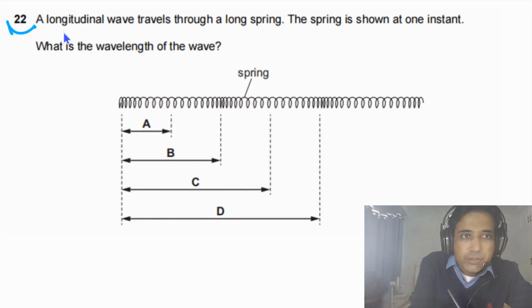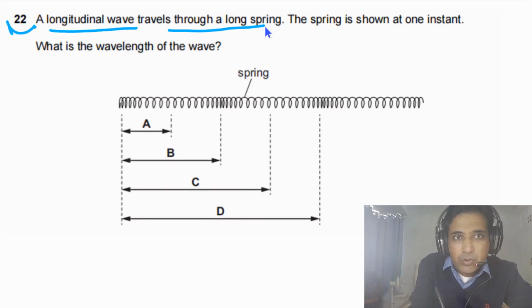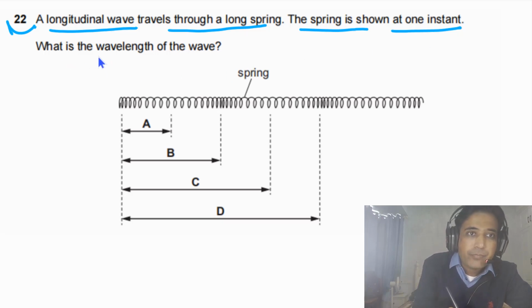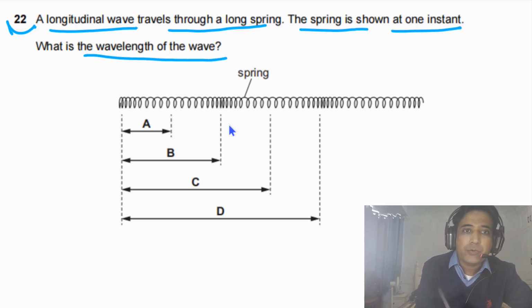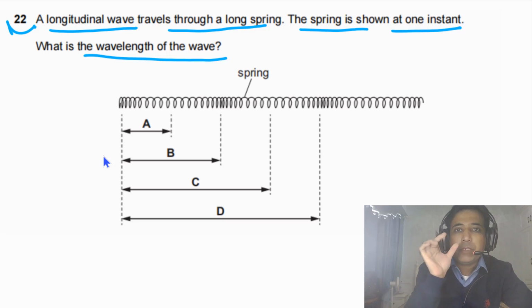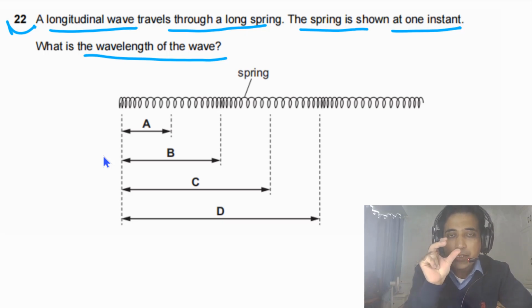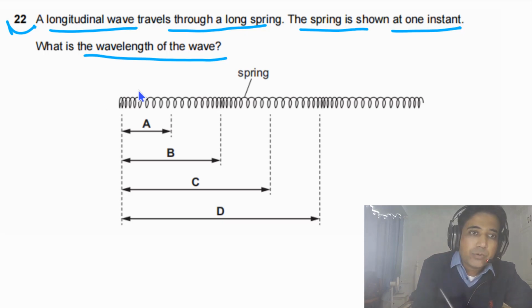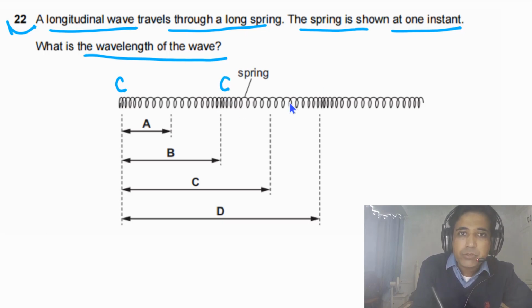Question 22 says a longitudinal wave travels along a long spring. The spring is shown at one instant. What is the wavelength of the wave? So here we are talking about the wave. Wavelength is the distance between two consecutive points in phase. So in this case, simply we can say this will be the distance between two consecutive compressions. So these are compressions, and here we also have compression.